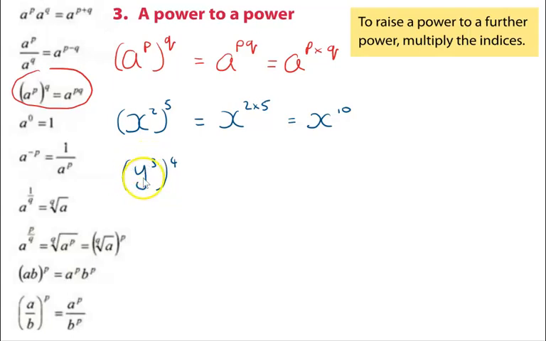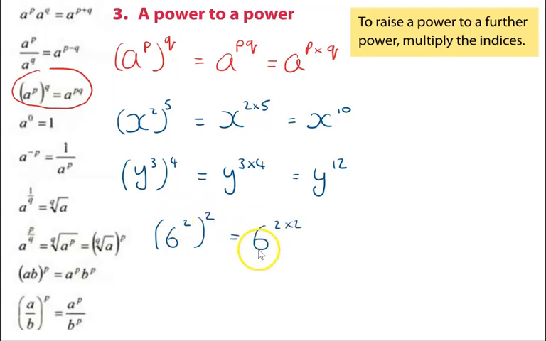Y to the power of 3 raised to the power of 4. Raising a power to a higher power, we multiply the powers. So it's y to the power of 3 multiplied by 4, which is y to the power of 12. So raising a power to a further power, we multiply the powers. So let's say we have 6 to the power of 2 raised to the power of 2. We have 6 to the power of 2 times 2, which is 6 to the power of 4.